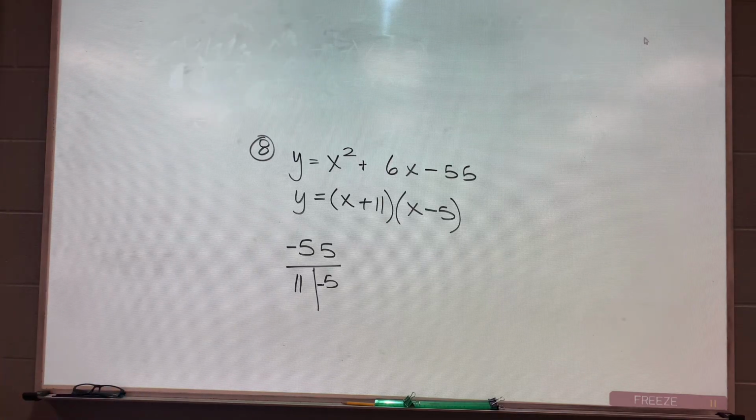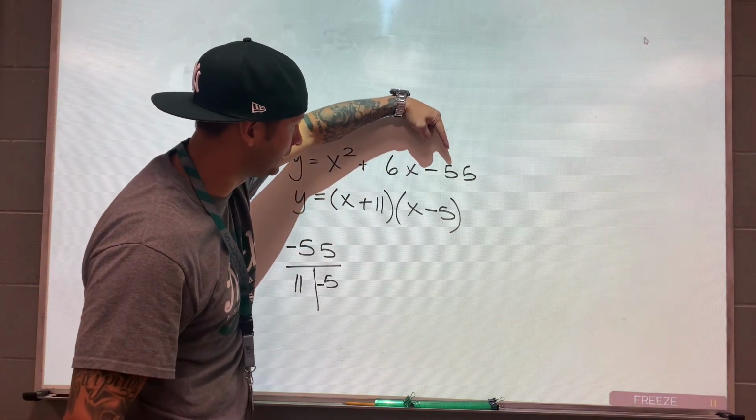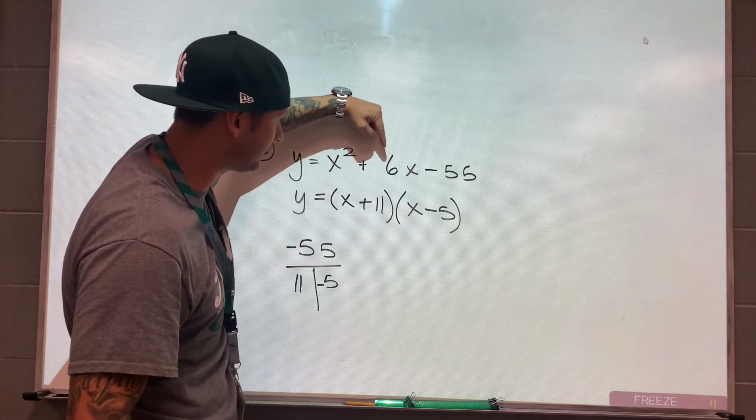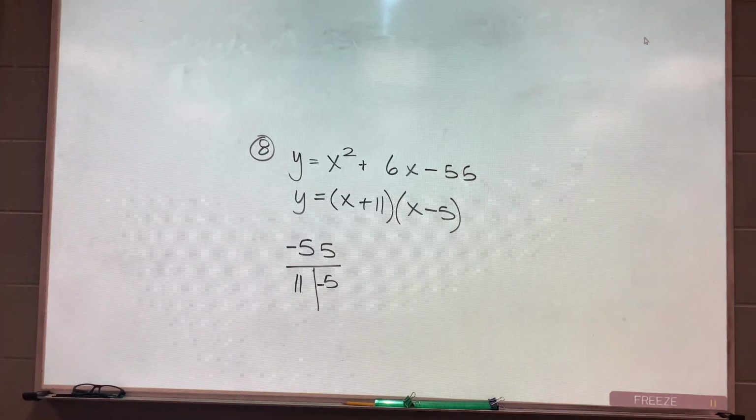So all of these are going to be pretty repetitive factoring, right? You're always trying to find what two numbers multiply to make this, but add up to that. And I do this when the coefficient in front of the x squared is 1.